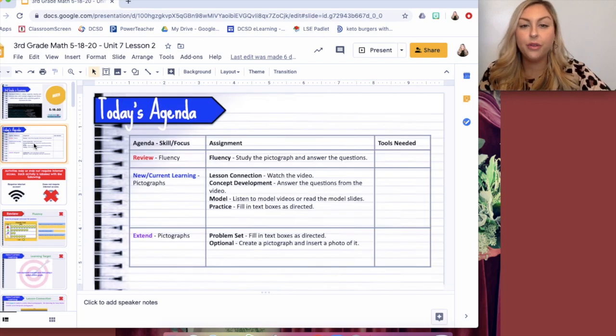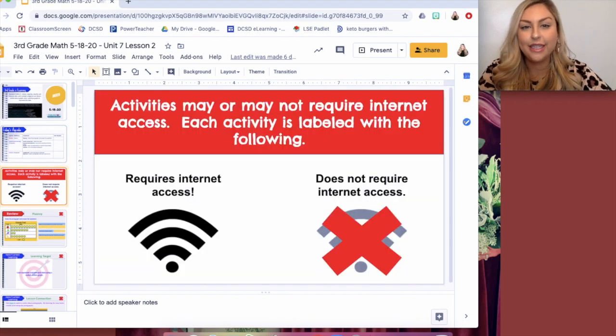So we're going to start with a fluency review on pictographs. If you can think back, you might remember this lesson from before we got out of school. This is kind of a review of what we were doing right before we got out, before all this started. Then we're going to learn some more about pictographs in our new learning, and then we're going to do some more pictographs in our extend.